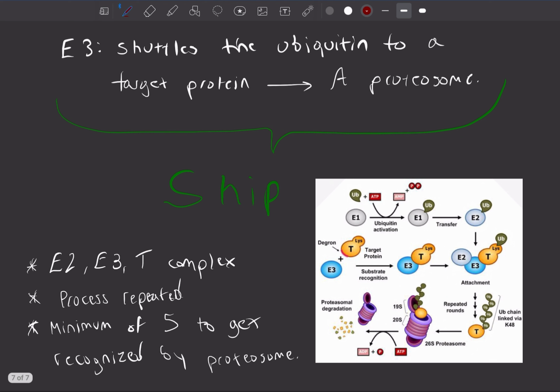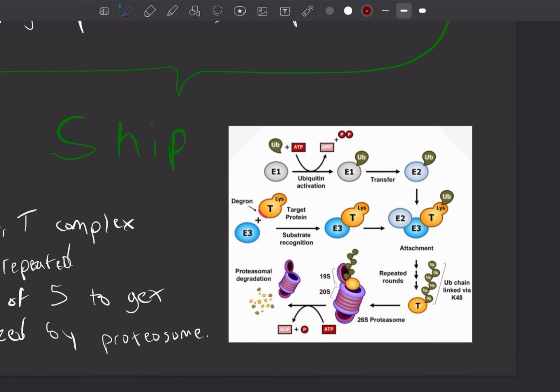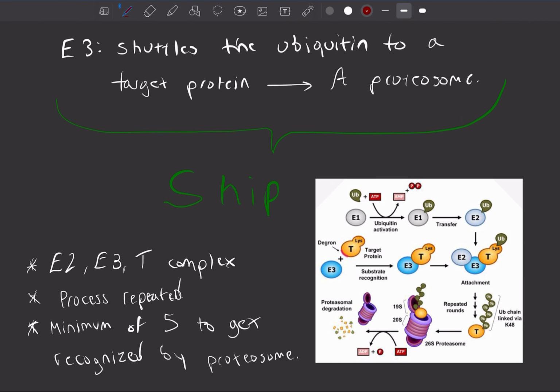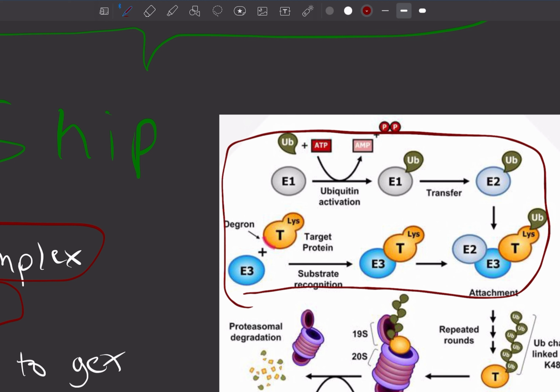Now, if we continue with the E3, I kind of skipped ahead. The E3 shuttles the ubiquitin to a target protein. And then we have the proteasome that's able to recognize this. So, like I said here, we have the E2, E3 target complex. And now this is the most important step. This process is repeated. So this whole process here is repeated multiple times.